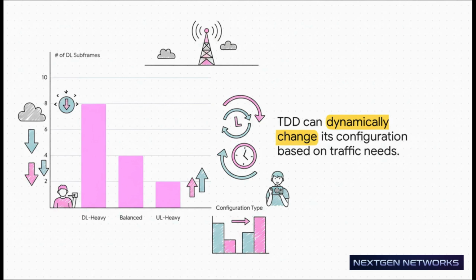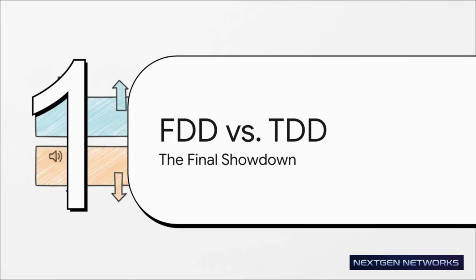But say you're at a concert and everyone is live streaming video. The network can instantly flip that ratio to prioritize all of those uploads. It's totally dynamic. So what we have is FDD's simple, low-latency two-lane highway going up against TDD's flexible, super adaptable single-lane bridge. Let's bring it all together now for a final head-to-head comparison.